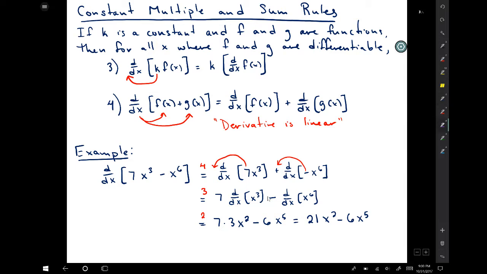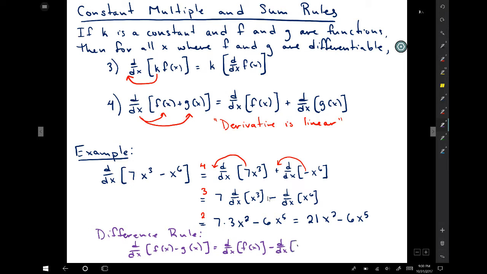So sometimes you will see another rule called the difference rule, which I've technically used here, which is that the derivative of f of x minus g of x is the derivative of f of x minus the derivative of g of x. But really, that's just a combination of rules 3 and 4 here. So I prefer not to list it, just because I don't like to keep too many rules in my head. Okay, so those are our 4 basic derivative rules.